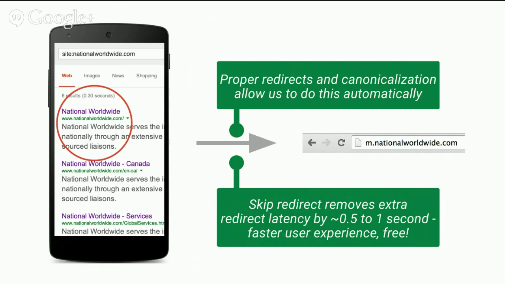It saves the user anywhere between half to 1 second of traffic latency, particularly on a slow mobile network, and it also saves you from having to deal with the web server traffic. A redirect isn't particularly expensive as a server operation, but if you don't have to do that operation, it's better. So it's a faster user experience, and it's free to you and free to the user. But that only happens if you have your canonicalization properly set up.